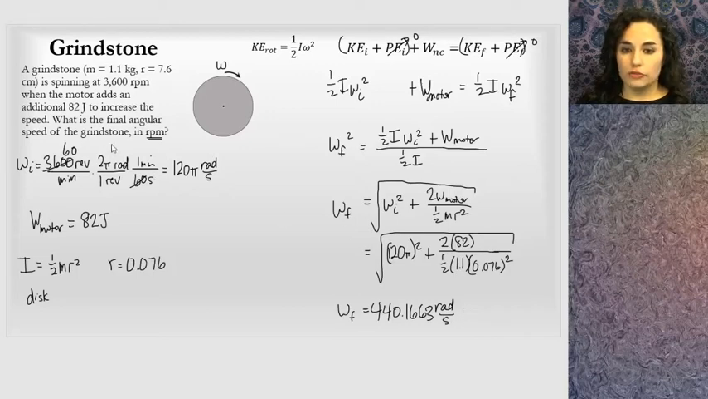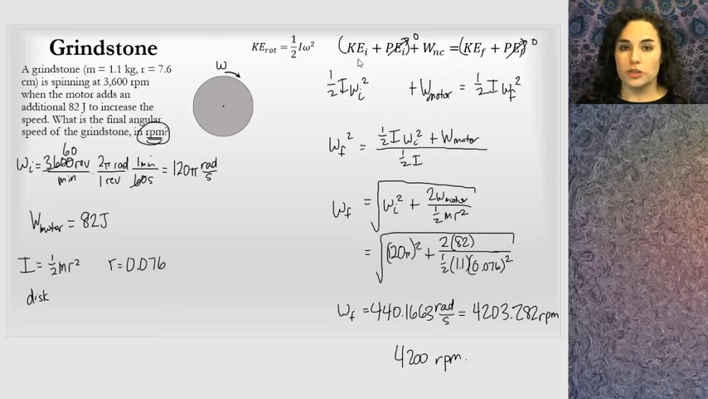But I want to do the conversion back to RPMs. They asked for the final answer in RPMs, so I can reverse my unit conversion, and I get 4,203 RPM, which is about 4,200 RPM. So you can see that instead of translational kinetic energy, we can put rotational kinetic energy into that term in conservation of energy.